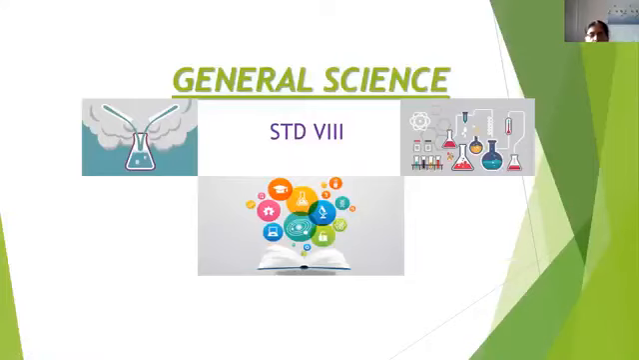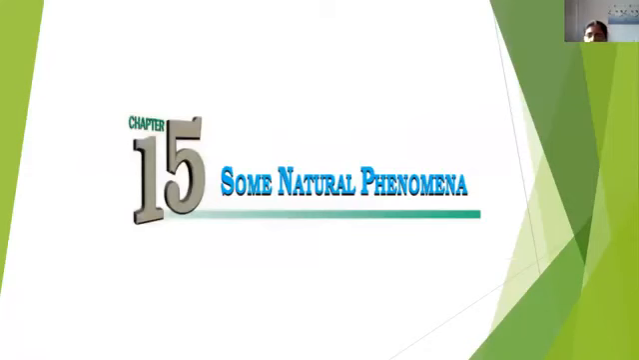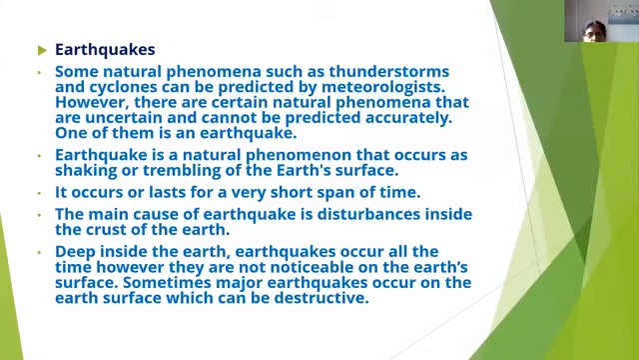Hello children, let's continue our chapter 50, some natural phenomena. Till now, we have learnt about lightning, and in the last session, we learnt about earthquake. Earthquake is a natural phenomenon which cannot be predicted by meteorologists, and some natural phenomena like thunderstorm and cyclones can be predicted, but earthquake cannot be predicted accurately.